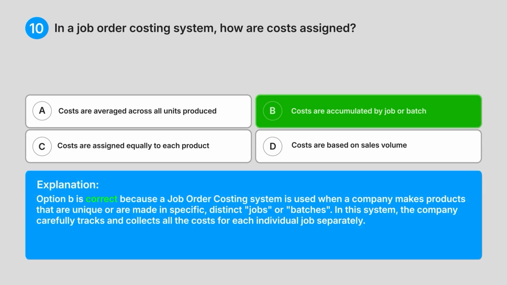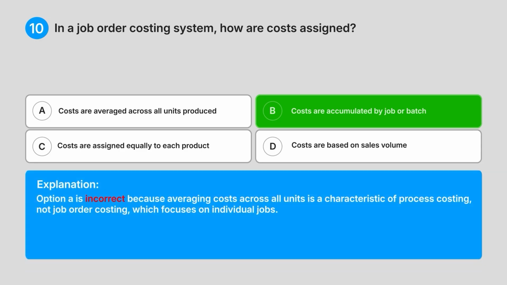Explanation: option B is correct because a job order costing system is used when a company makes products that are unique or are made in specific, distinct jobs or batches. In this system, the company carefully tracks and collects all the costs for each individual job separately.